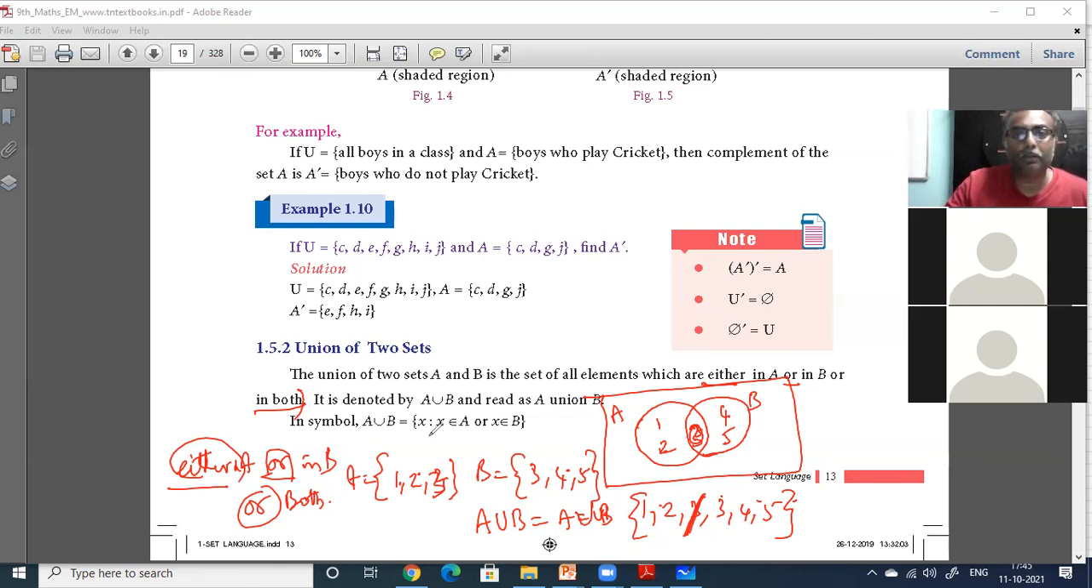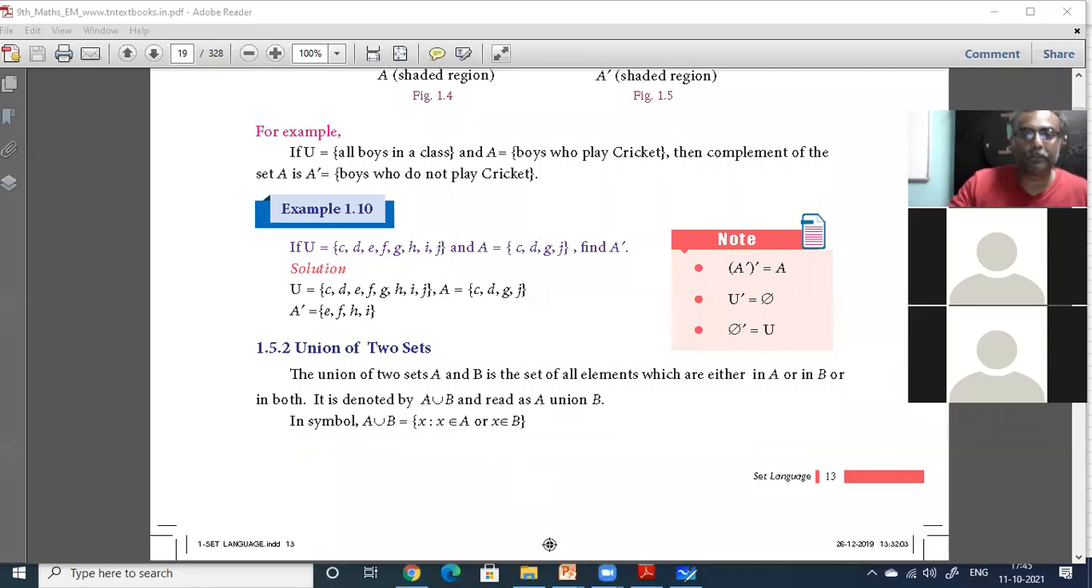So how do you write it in set builder form? Very simple. A union B is equal to the set of X such that X is an element of A or X is an element of B. That's all. Very easy. That is the definition. So remember, either X is an element of A or X is an element of B. That is only the union of two sets.